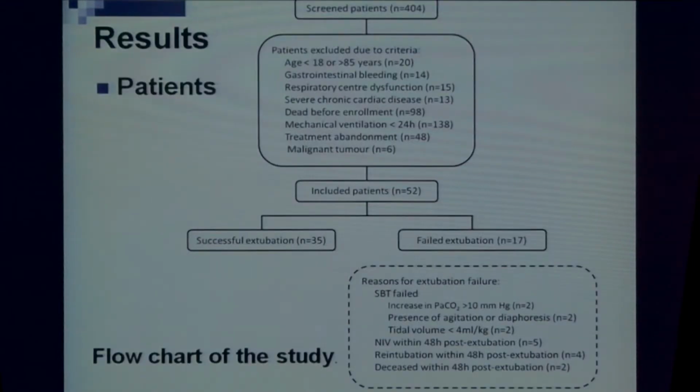So here is the flow chart of the study. In total, we screened 404 patients, and the number of included patients was 55. 35 patients were successfully extubated, and 17 patients failed, which includes 6 patients who failed the spontaneous breathing trial, 5 patients who needed NIV, 4 patients who needed reintubation, and 2 who died.